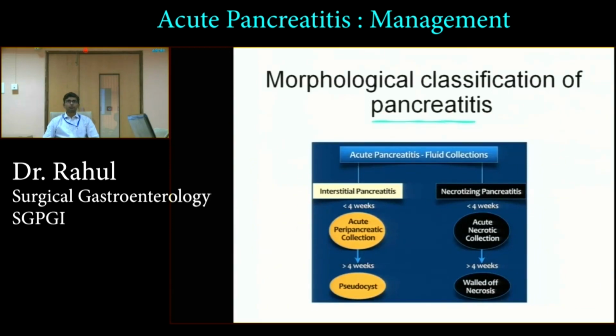So the morphological classification of pancreatitis can be further divided into interstitial and necrotizing, as I stated. If it is less than 4 weeks and interstitial pancreatitis is associated with a few collections around, it is termed acute peripancreatic collection. If it is more than 4 weeks and the collections are well defined, then it is considered a pseudocyst. While in necrotizing pancreatitis, if it is less than 4 weeks and the collections are there, it is termed acute necrotic collection. If it is more than 4 weeks and the necrosis is well walled off and the boundaries are well seen, then it is termed walled off necrosis.